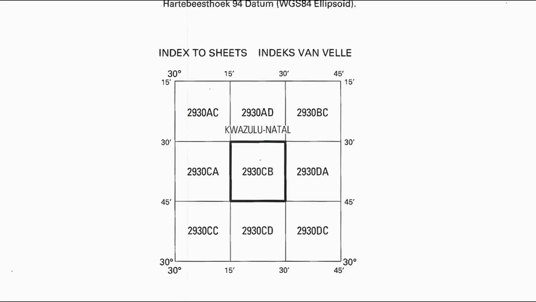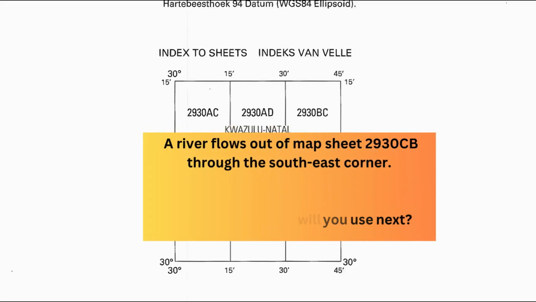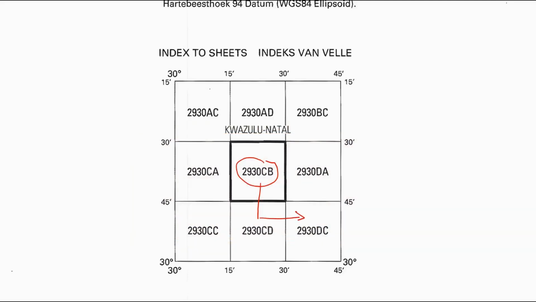The last one, a river flows out of map sheet 2930CB through the southeast corner. Which map sheet will you use next? The answer is 2930DC. You just move in this direction.